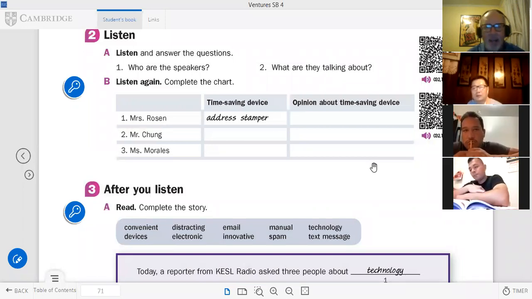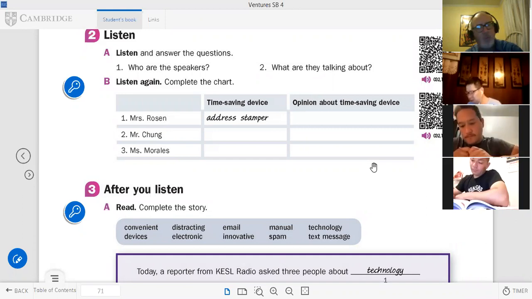So did everybody catch all three people? Mrs. Rosen was talking about the address stamper. And what was her opinion about it? Why does she like it? Because she saves time. She says it only takes a second to stamp the address, whereas it would take about a minute to write it.